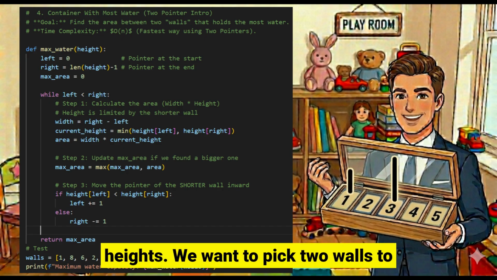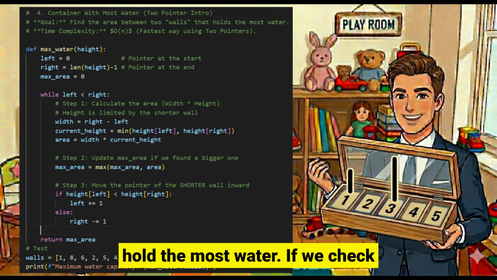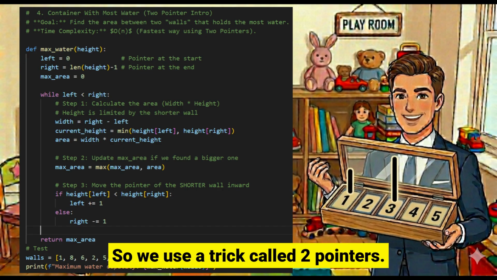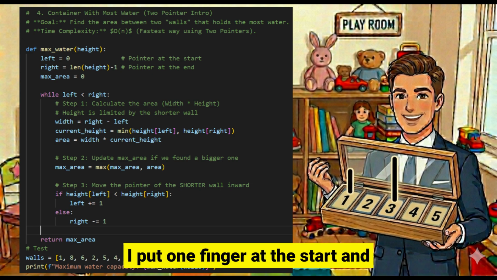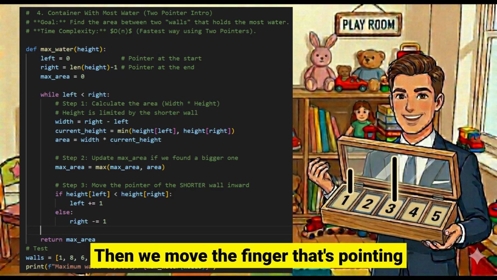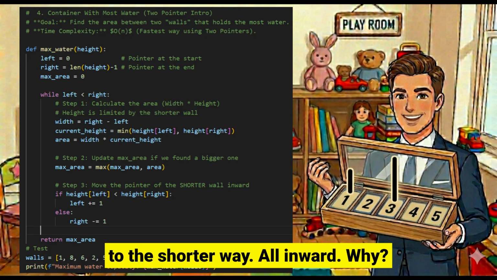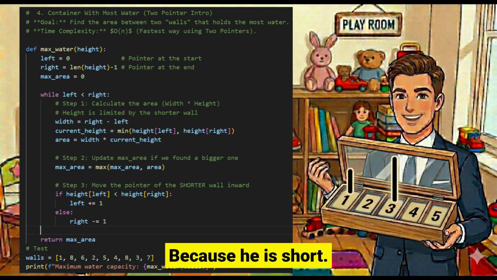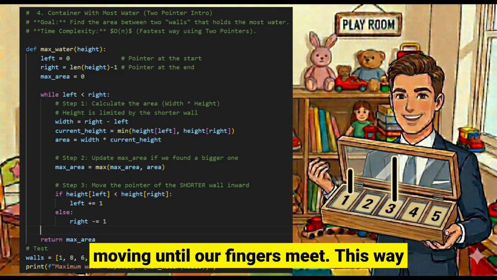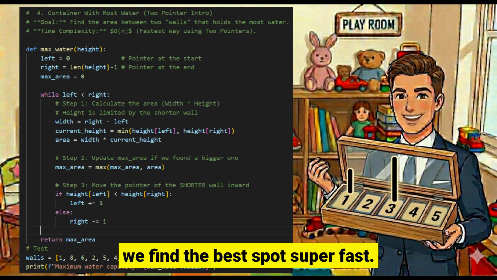The next final boss level, container with most water. Imagine walls of different heights. We want to pick two walls to hold the most water. If we check every pair, it's too slow, O of n square. So we use a trick called 2 pointers. I put one finger at the start and one at the end. We calculate the water, then we move the finger that's pointing to the shorter wall inward. Why? Because a short wall limits how much water we can hold. We keep moving until our fingers meet. This way, we find the best spot super fast.